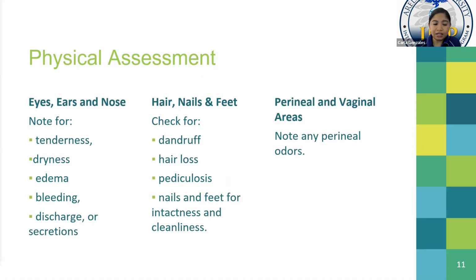And then for the eyes, ears, and nose, you check for any tenderness, dryness, edema, bleeding, or any discharge. Then for the hair, nails, and feet, you check for the presence of dandruff or hair loss, pediculosis, especially on the scalp, and nails and feet for intactness and cleanliness. For the perineal and vaginal areas, you can note any perineal odors.